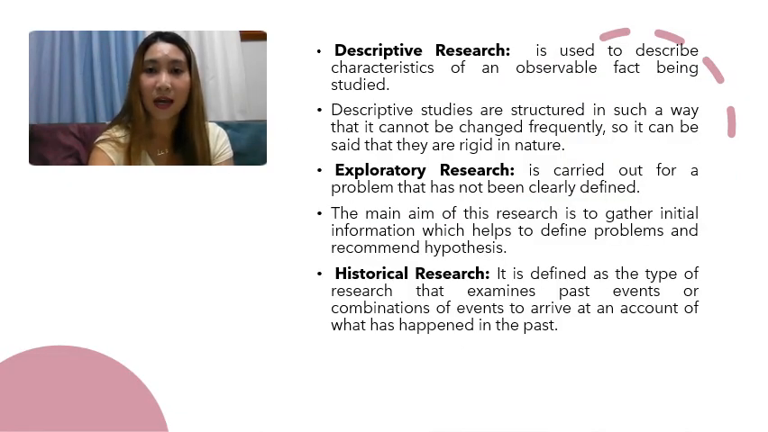Descriptive research is used to describe characteristics of an observable fact being studied. Descriptive studies are structured in such a way that they cannot be changed frequently, so it can be said that they are rigid in nature. It answers questions such as who, when, where, what, and how. The purpose of descriptive research is to observe, describe, and document. Example: explaining the details of budget allocation and changes to departmental heads in a meeting to assure clarity and understanding for reasons to bring in a change.